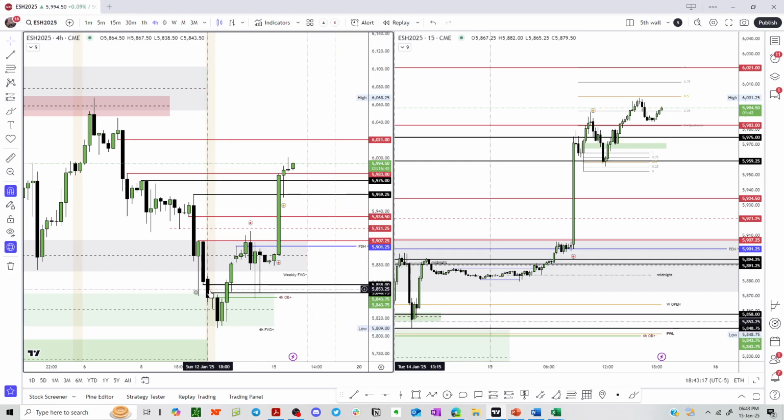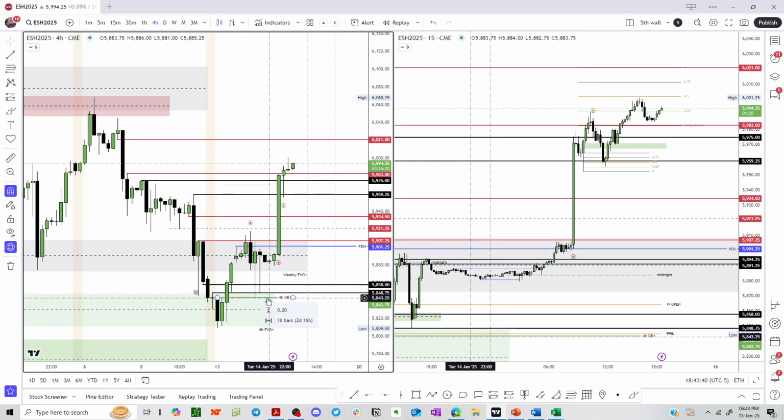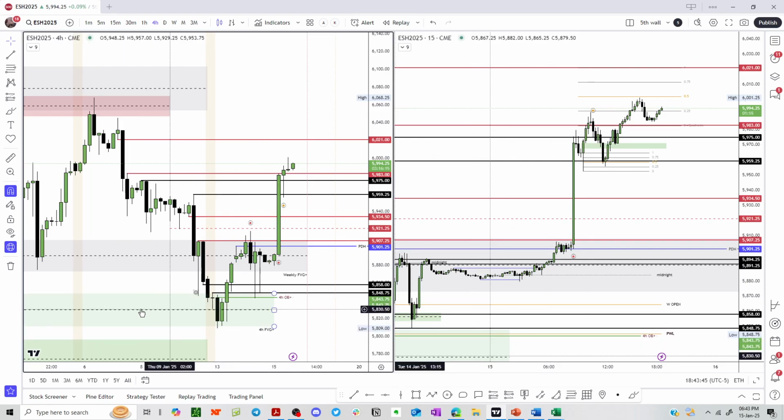So inverted fair value gaps and order blocks, once they are created, so to speak, are generally seen as a change in the state of delivery. So here it's the violation of this bearish fair value gap. This becomes an inverted fair value gap plus the order block. That's a nested PD array. Now you have an inverted fair value gap plus an order block, and you have a previous fair value gap way back there. If you miss this one, then really it doesn't matter, right?